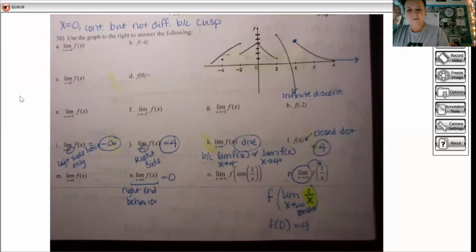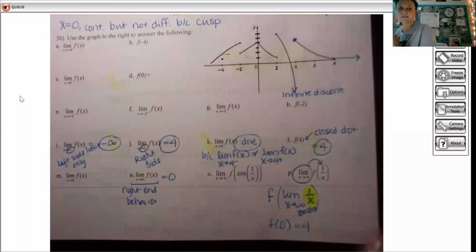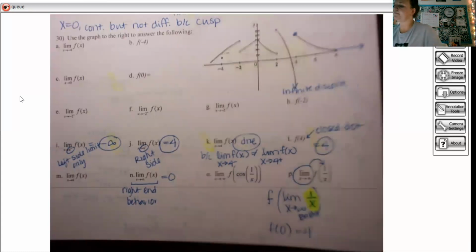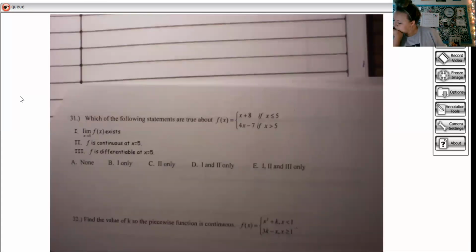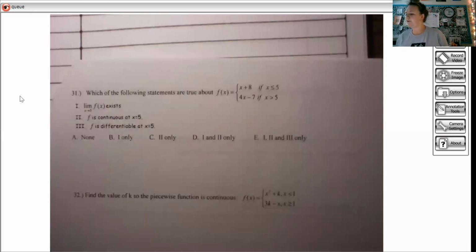All right, let's see if we have a good stopping point coming up. Let's do 34 and 35.